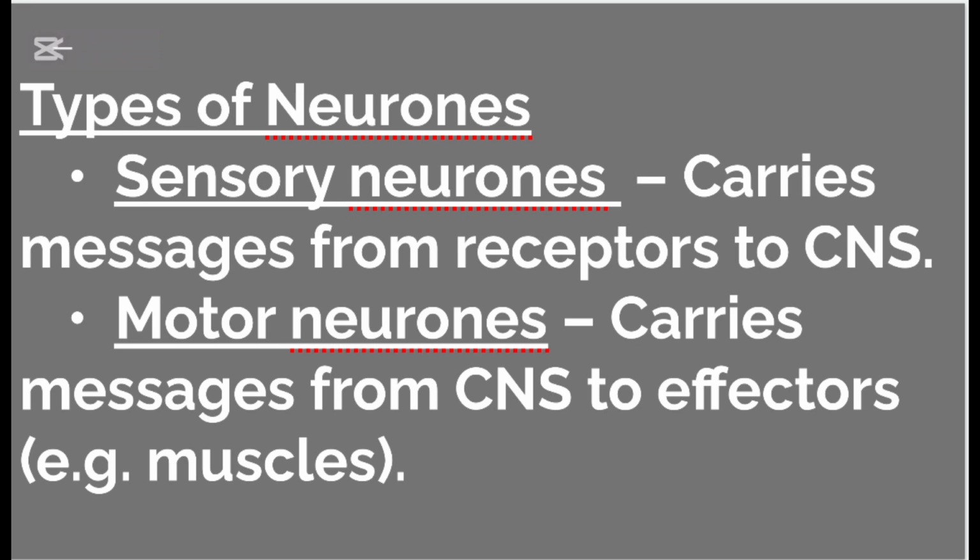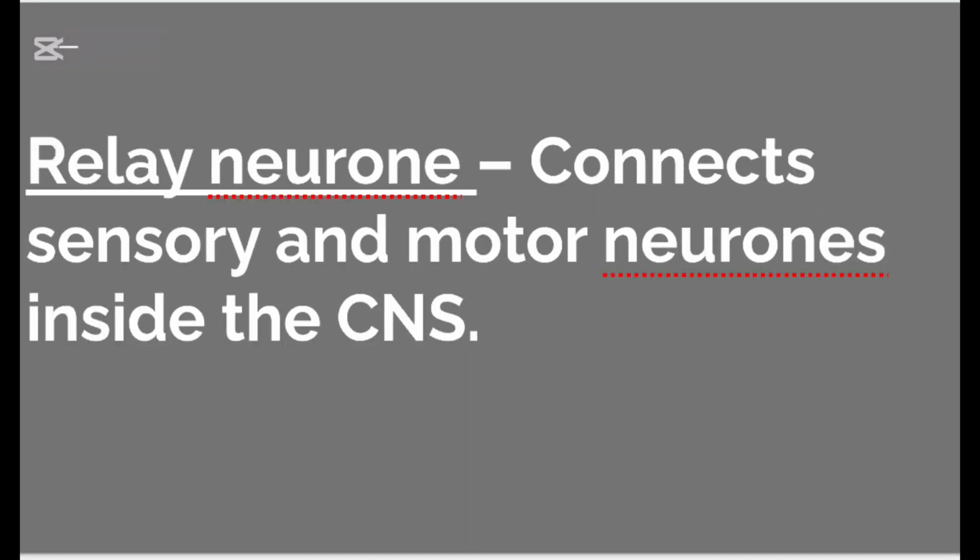But now let's talk about the sensory neurons. The sensory neurons carry messages from the receptors to the CNS, the full meaning of the CNS, like I mentioned earlier, the central nervous system. While the motor neurons carry messages from the CNS to the effectors. What are effectors? The muscles. Now, like I said earlier, CNS simply means what? The central nervous system. And you also have the relay neurons. The relay neurons connect the sensory neurons and the motor neurons in the central nervous system.